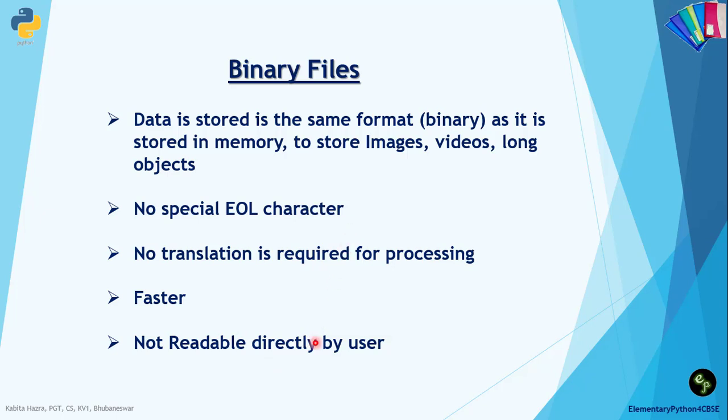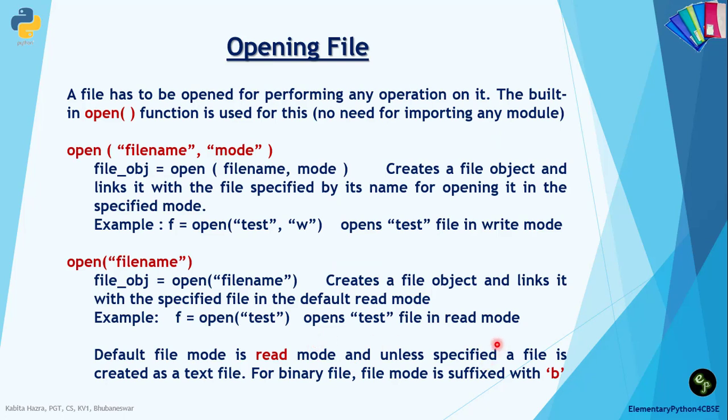Both text file and binary file have their own merits and demerits. Whereas processing of a binary file is faster, a text file is slower, but a text file can be easily read, whereas binary files cannot be read without performing operations on them. To perform any operation on a file, it has to be opened for that specific operation. The open function is used for this purpose, and it does not require any module to be imported. It is a built-in function and can be used directly.